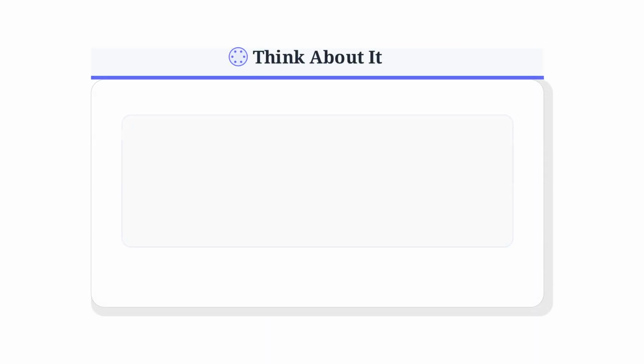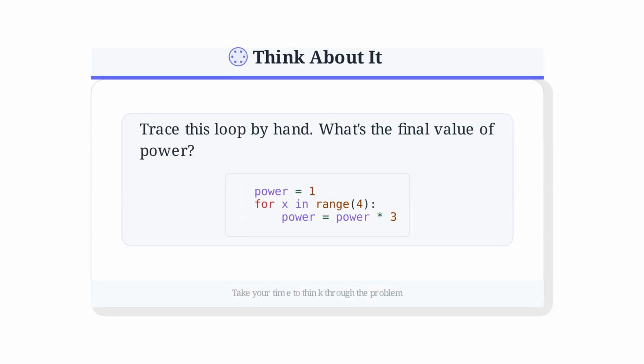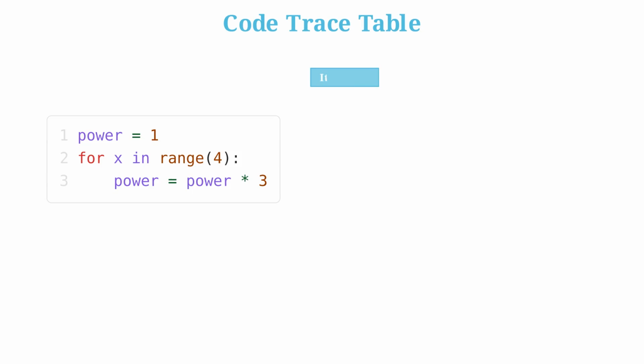Let's practice our tracing skills. Look at this loop where we start with power equals 1 and multiply by 3 each time. Trace through 4 iterations. What's the final value? Excellent. Let's trace through it together.